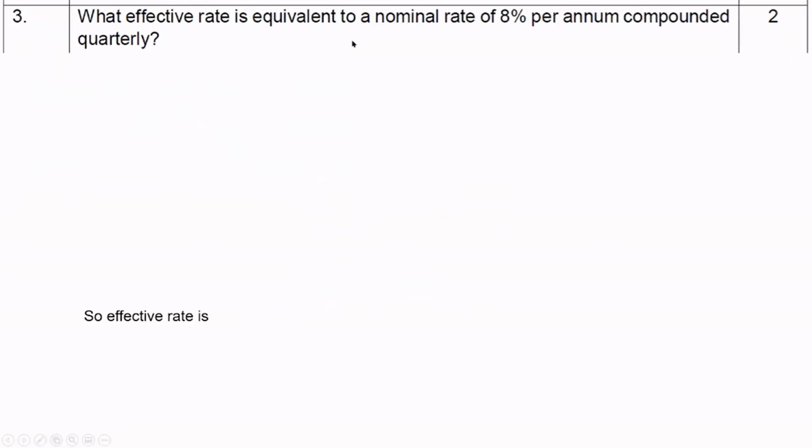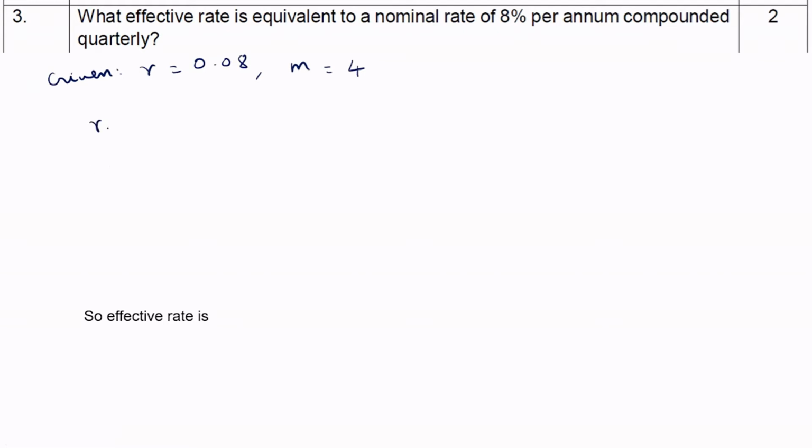What effective rate is equivalent to a nominal rate of 8% per annum compounded quarterly? So here we need to find the effective rate. Nominal rate is given, and it is also given it is compounded quarterly. So first let us write what is given. Nominal rate is given, which is 8%, so 0.08, and the number of conversion periods per year is 4, because it is compounded quarterly.